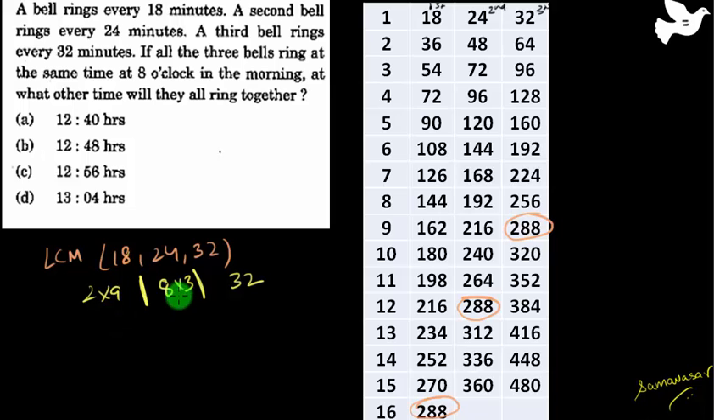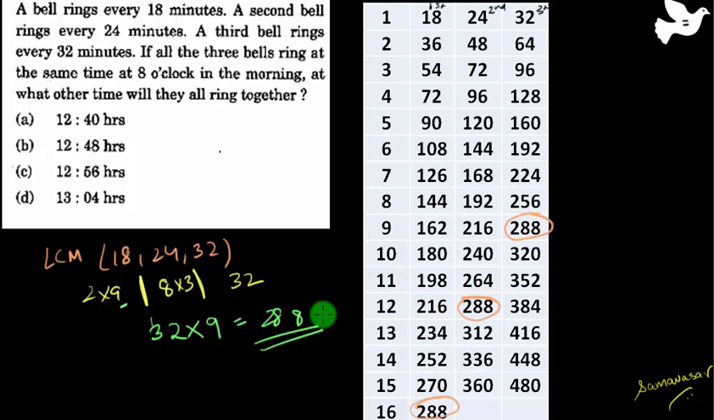For LCM, I take the bigger of the lot. So in this case, if I take the group of 2's, 32 is the biggest. So I simply take 32. In the group of 3's, the biggest is 9, because this is 3 into 3, this is 3, there is no 3 here. So I will just have 9 here. This is how I find out the LCM. This is simply 288. This is exactly what we got here.